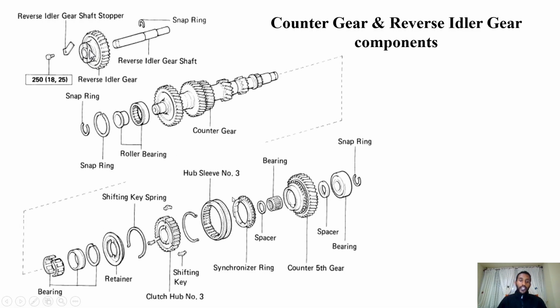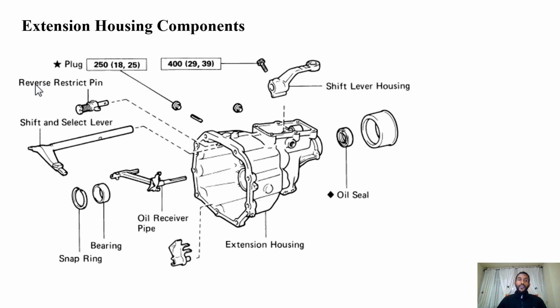The next one is the parts which interconnect with this one, like the synchronizer ring and the fifth speed. As you observe at this end, the fifth speed is interconnected on this system. The next part is the extension housing. This extension housing includes all parts of the unit. It has the external interconnecting mechanism, the shift lever system, and it includes all parts of the gearbox.